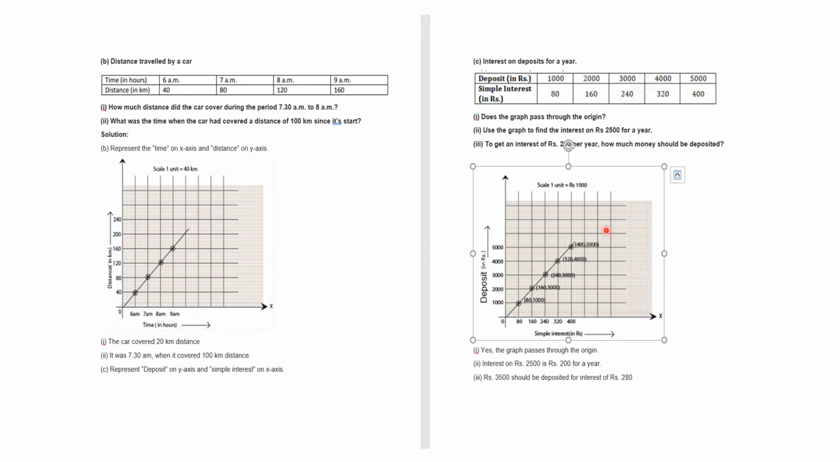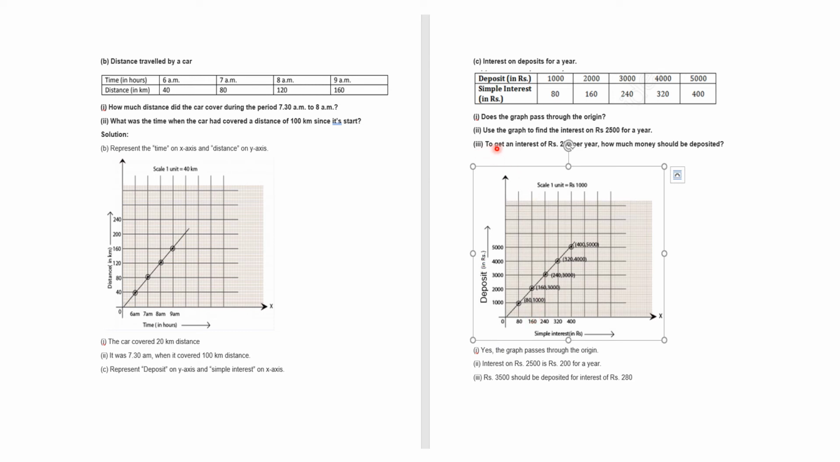Okay. Similarly, C part, again with the help of this table, we have drawn the graph. Now we have to answer it. Does the graph pass through the origin? So we extend this line, and what we are seeing is that yes, it is passing through the origin.